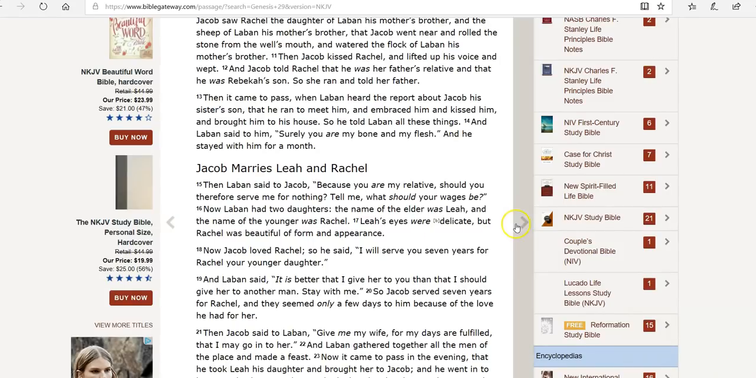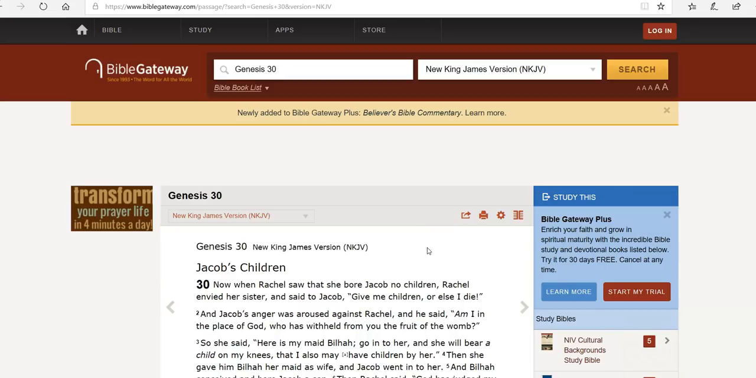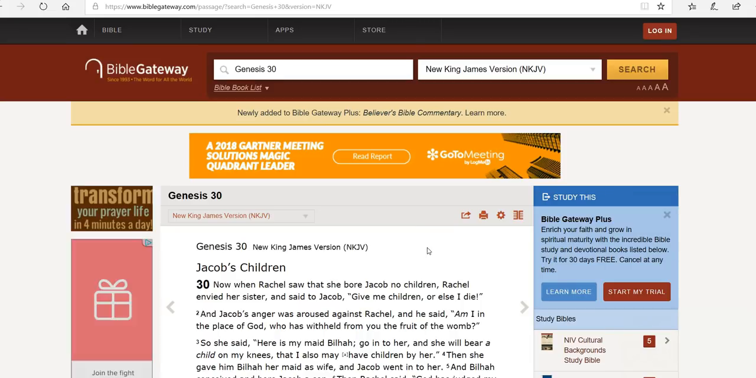Okay. So Rachel was not able to have any children for quite some time, but Leah was having children. Leah, I believe, birthed 6 sons and a daughter. Okay. Reuben, Simeon, Levi, Judah, Issachar, Zebulun are the sons that Leah gave birth to with Jacob.